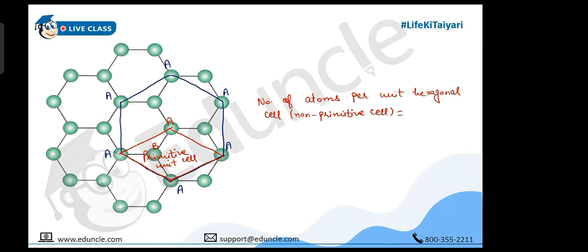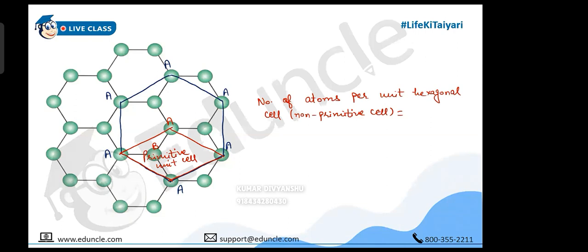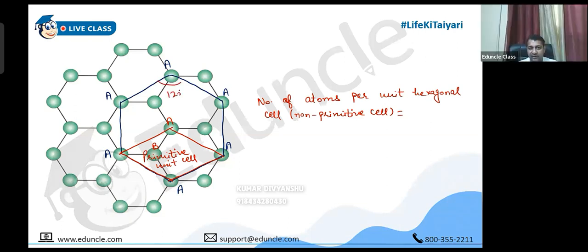No, it is a layered structure. It is a 2D structure, graphene. It is not a 3D structure. Now what is this angle? 120. So it will be shared by 3 of them. That's it. Clear? 1 by 3, sorry. Because it is a layered structure. Graphene is a 2D structure.